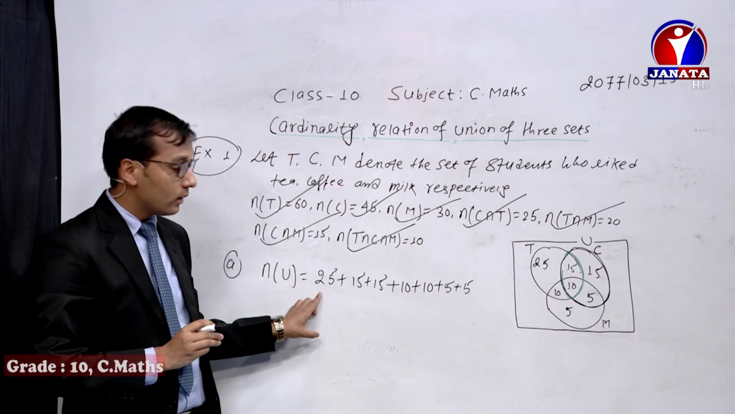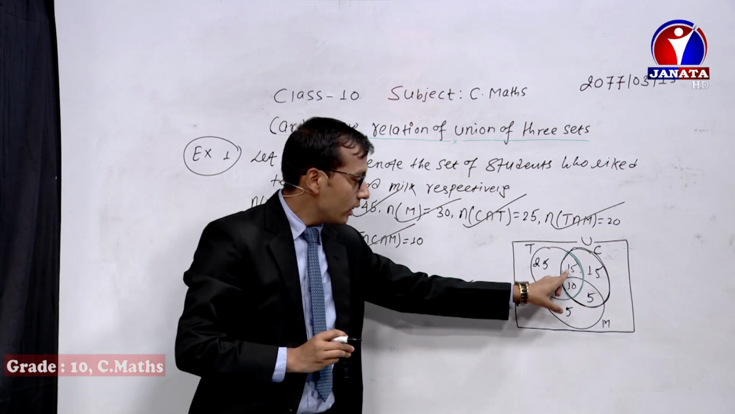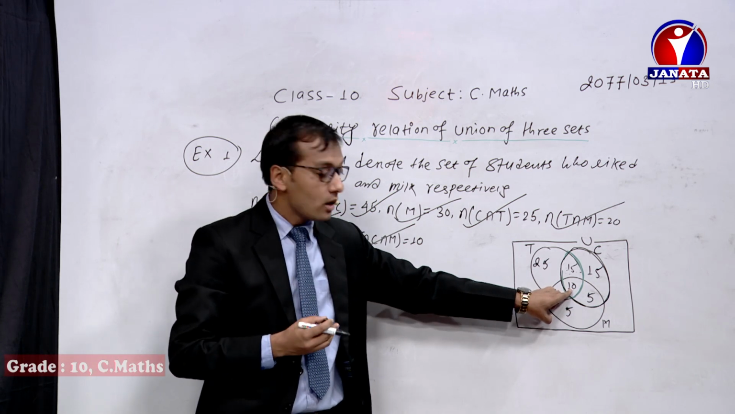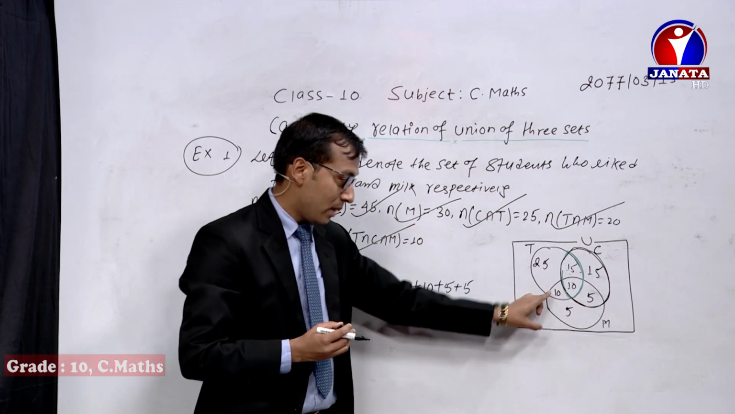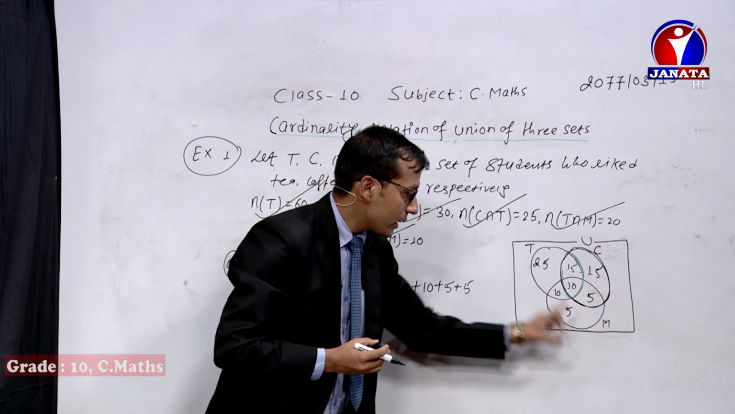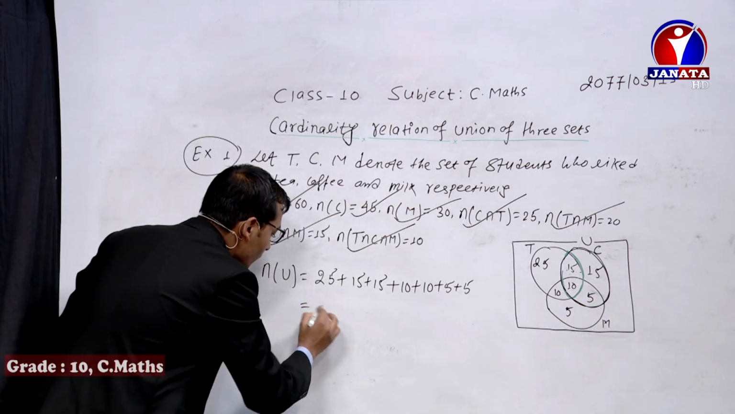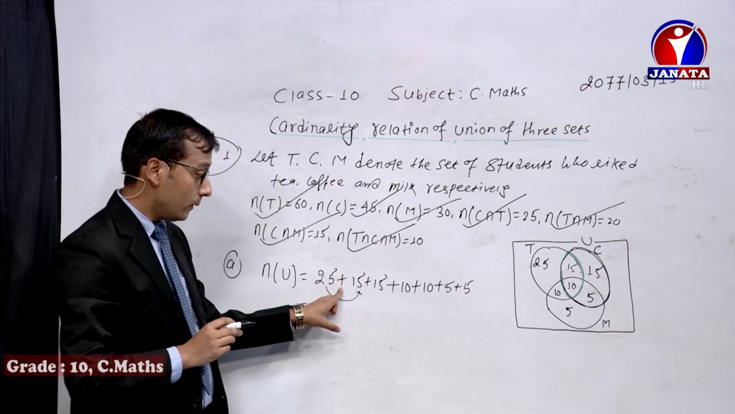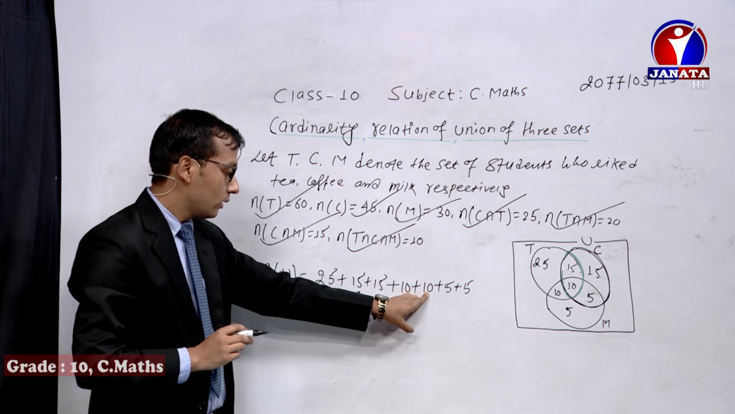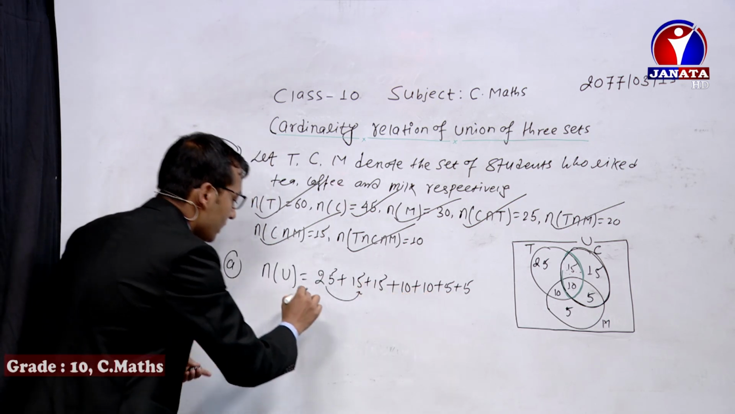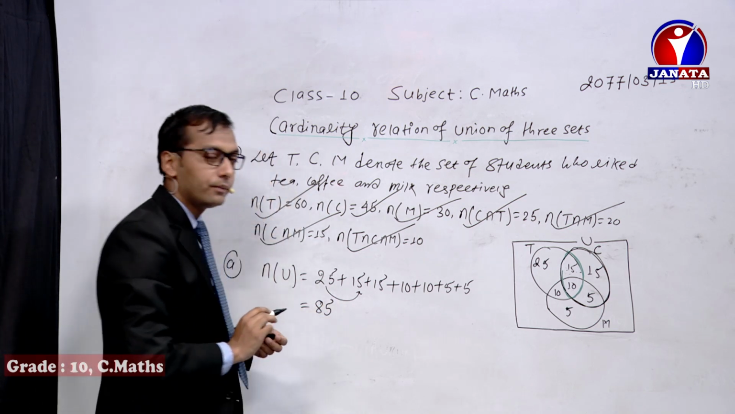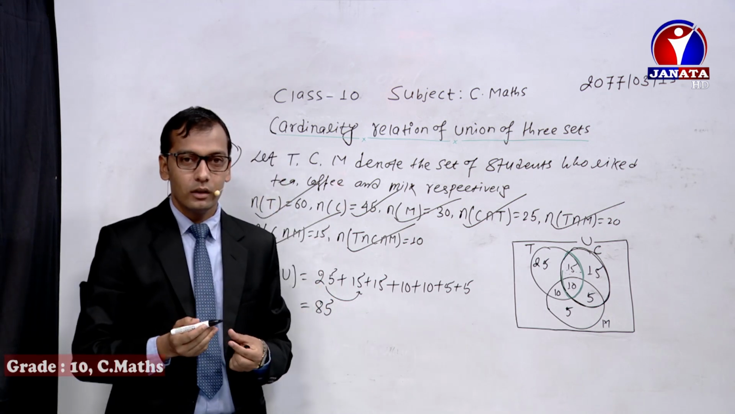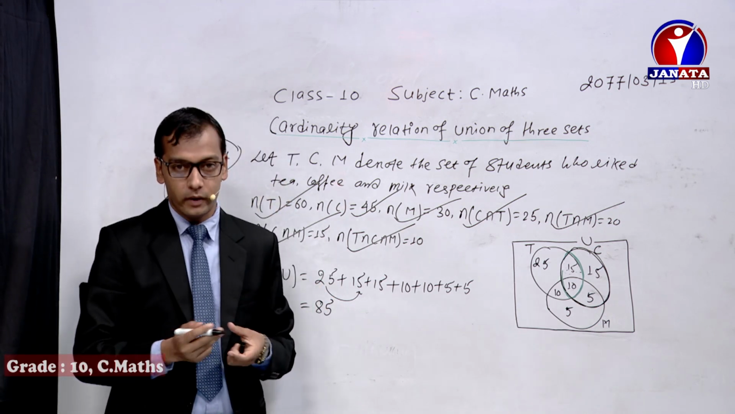Or this is simply n only T plus n only T intersection C plus n only C plus the intersection of all 3 subsets plus n only T intersection M plus n only C intersection M plus n only M. So let's add this: 25 plus 15 is 40, 50, 60, 70 plus 15 is 85. So there were 85 students in a survey.